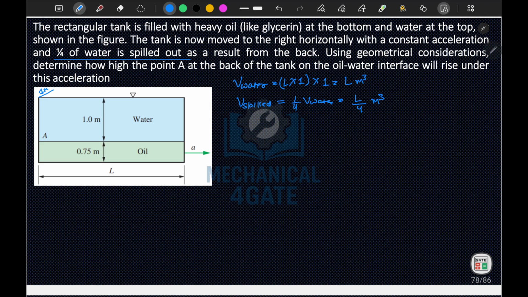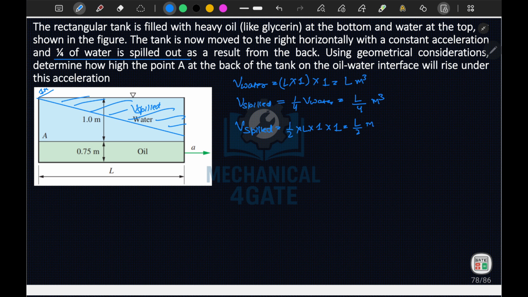Now when water is spilled, your surface would become something like this. So this is the volume that is spilled. If I write the volume spilled, this will be a triangular area with depth, like a triangular prism. So this volume will be half into base, which is L, into height, that is 1 meter, into depth, that is 1 meter. So this is L by 2 meter cube.